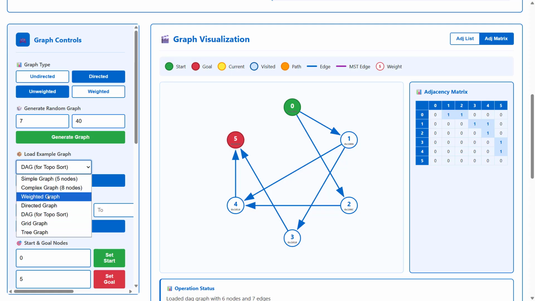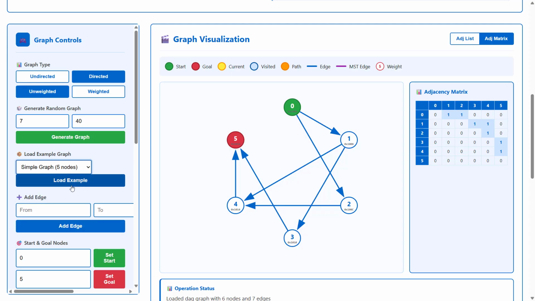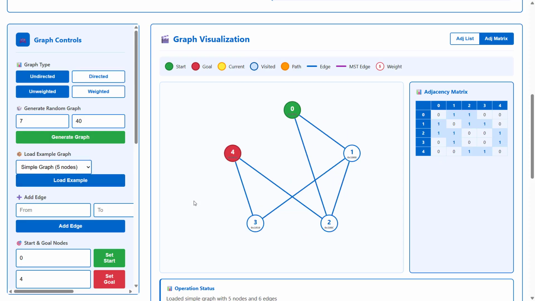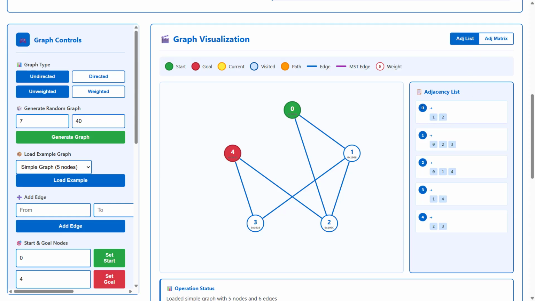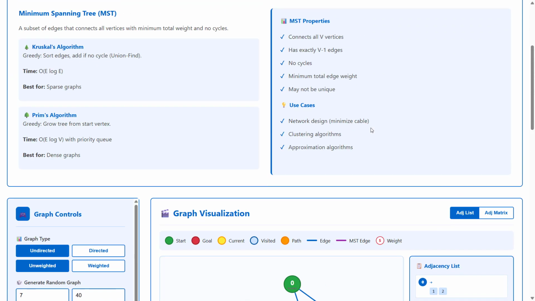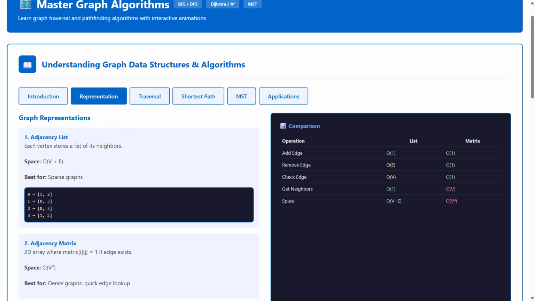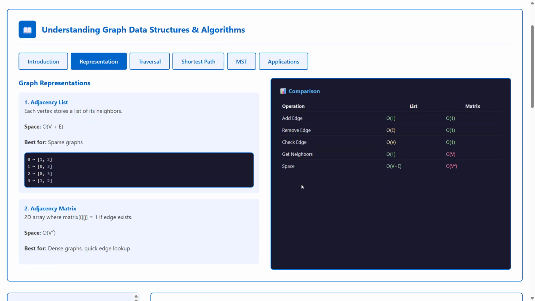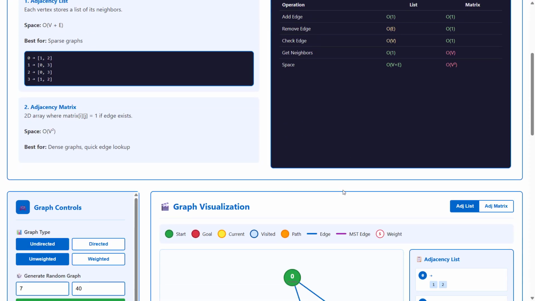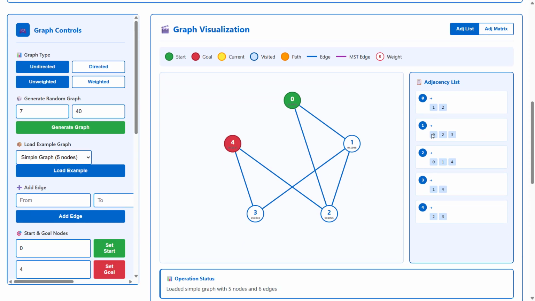Now, how do we actually store a graph in computer memory? There are two main methods. The first method is called adjacency list. In an adjacency list, each vertex keeps a list of all its neighbors. For example, if vertex 0 is connected to vertices 1, 2, and 3, we write it as vertex 0 points to the list containing 1, 2, and 3. Vertex 1 points to its own list of neighbors, and so on for every vertex.